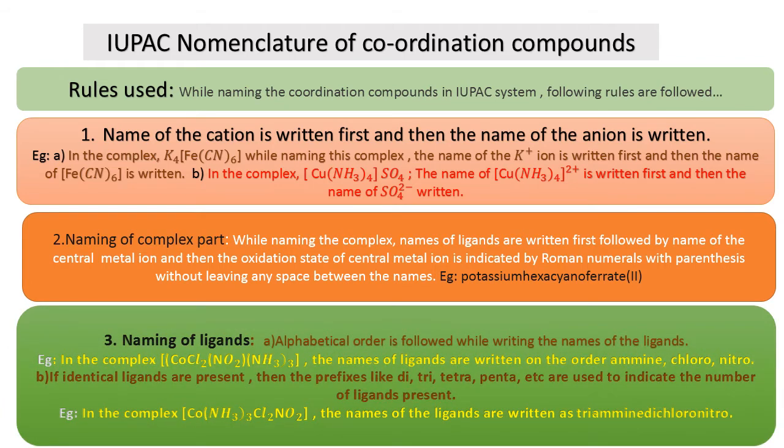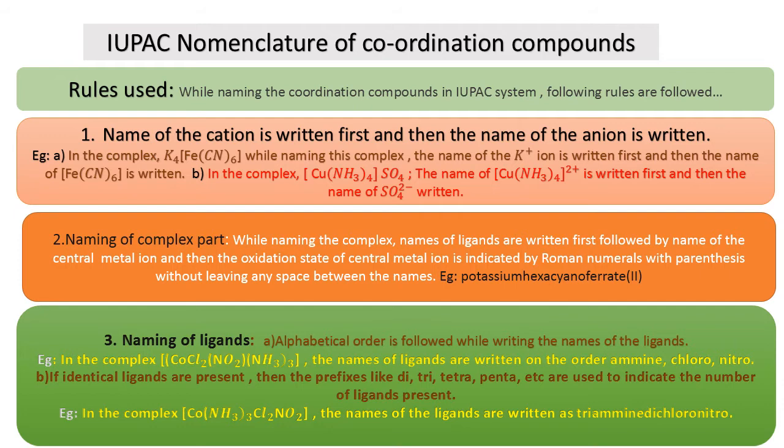Next, naming of ligands. Ligands are named alphabetically, that is, in alphabetical order. For example, in this complex, triamminedichloronitrocobalt(IV), the names of the ligands are written in the order ammine, chloro, nitro.